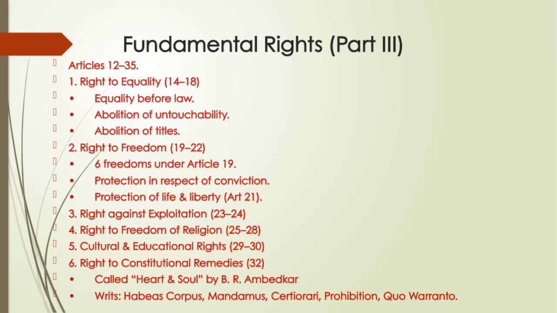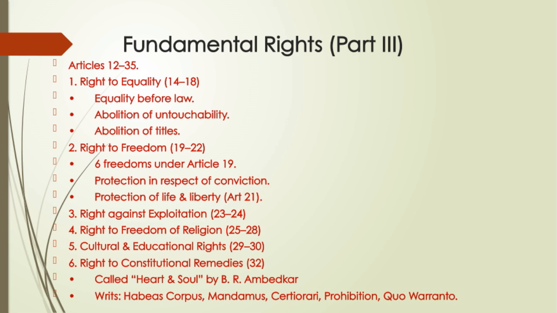Let's take a closer look at Articles 12 to 35, which form the core of our fundamental rights under Part III of the Constitution. Starting with the right to equality, covered in Articles 14 to 18, this guarantees that everyone is equal before the law and prohibits discrimination. It also abolishes untouchability and titles, aiming to promote social justice and equality. Moving on to the right to freedom, in Articles 19 to 22, this section provides 6 fundamental freedoms under Article 19, such as freedom of speech, assembly, and movement.